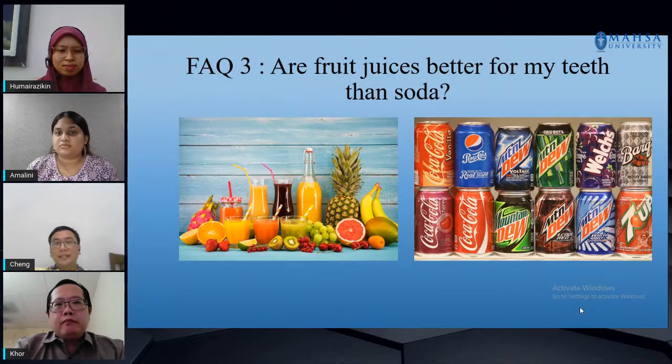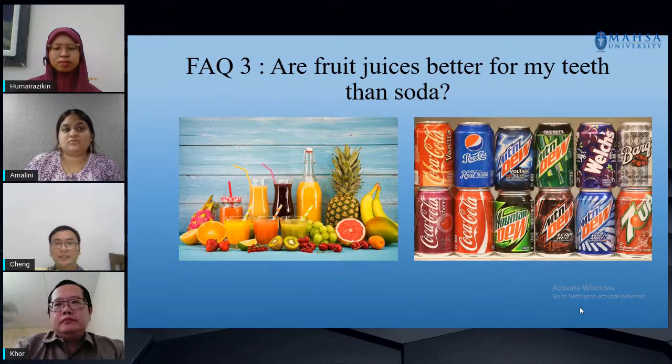Other than that, the type of acid that can erode your tooth also plays a part. In fruit juice, the common type of acid is citric acid, and citric acid is actually the worst offender for causing erosion of the tooth. Also, we always believe that fruit juice is made of fruits and is full of nutrients, but actually it's not. Fruit juice is essentially devoid of nutrients when compared to whole fruits.